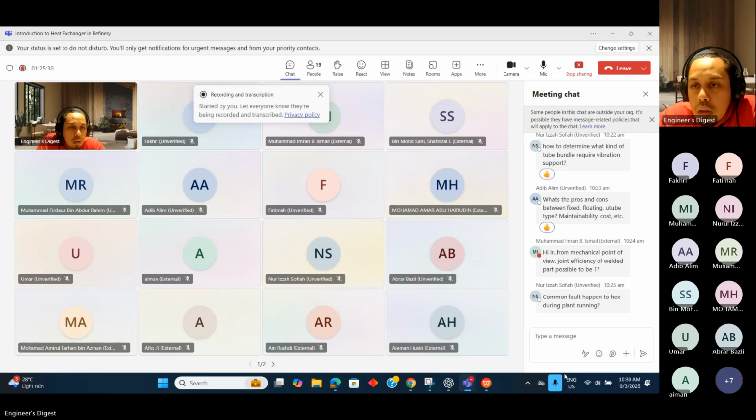Okay, I think that is three of the common faults. There could be more, and there will be more. These three I can share right now.